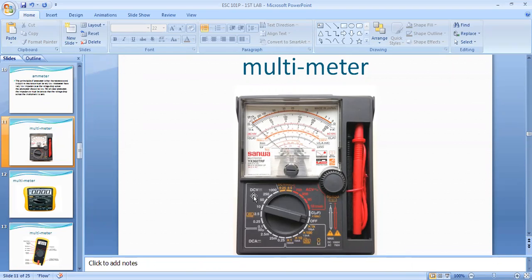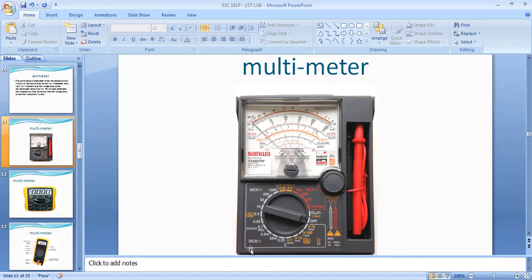Zoom your screen. You can clearly see DC voltage is there. The range is between 0.1 volt to 1000 volts DC that we can measure using this multimeter. So we just adjust the regulator knob in such a way that if I measure the DC voltage, you can adjust the knob on that particular scale.